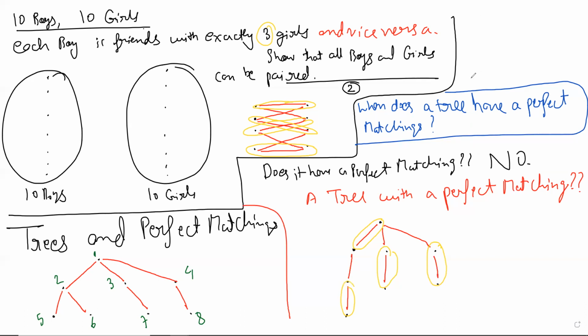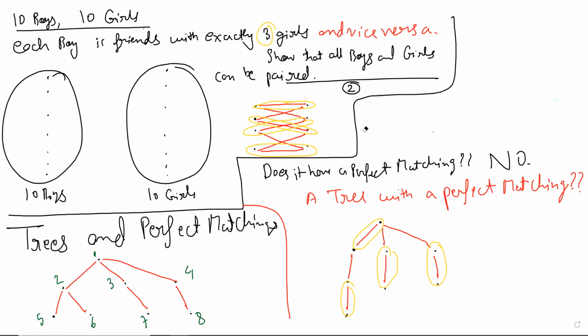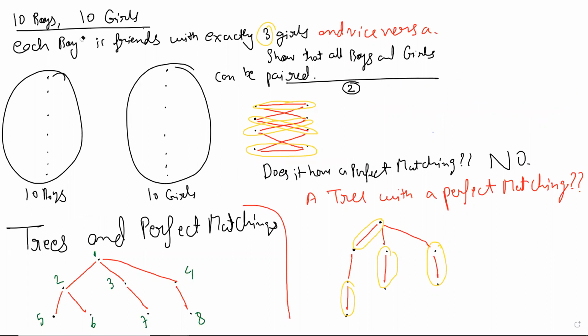So I have given a tree, and I have also given a perfect matching. Well, obviously the perfect matching kind of came first, but at least we do have something to talk about. We do have a tree with a perfect matching. Everybody fine with this till now? This is a tree with a perfect matching.